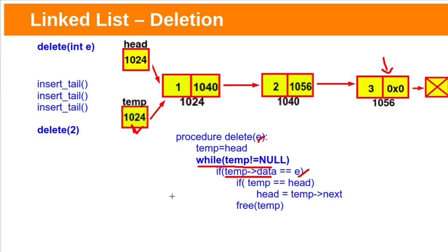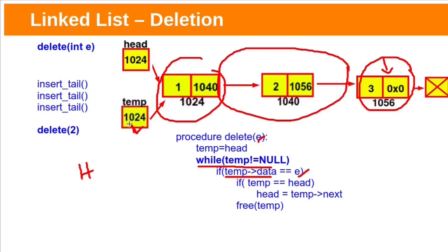Here we need to handle 3 cases. The element to be deleted might be found at the head position, at the tail position, or somewhere in the middle. Here temp is pointing to the head node, but temp data is not equal to this E. Here temp data is 1, element E is 2. So we need to advance this temp pointer.